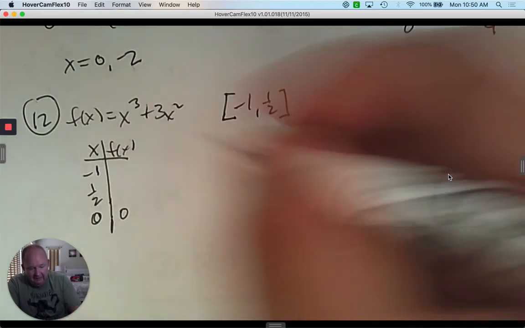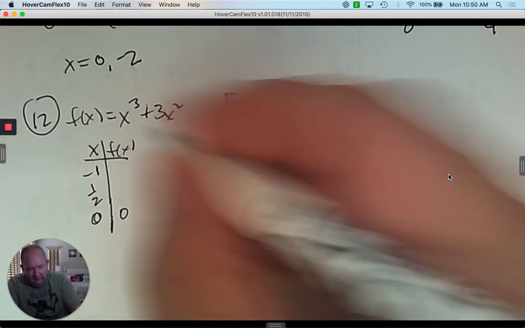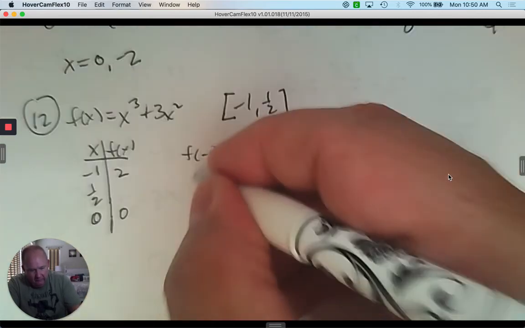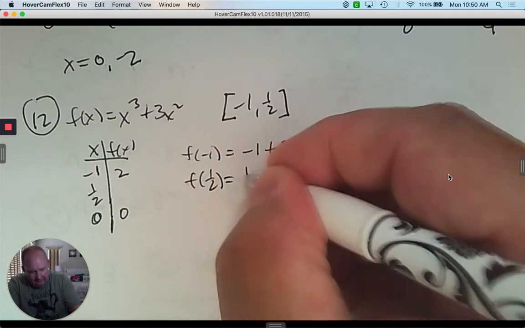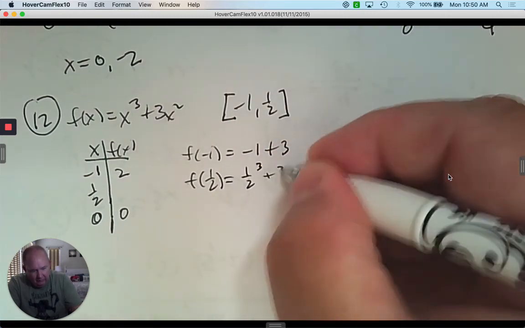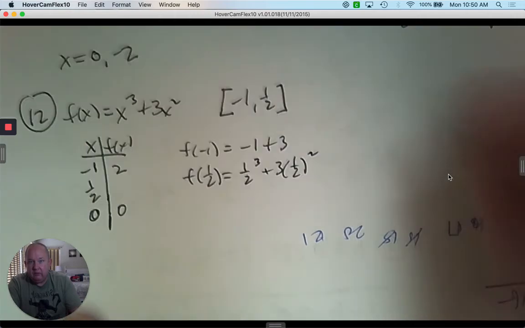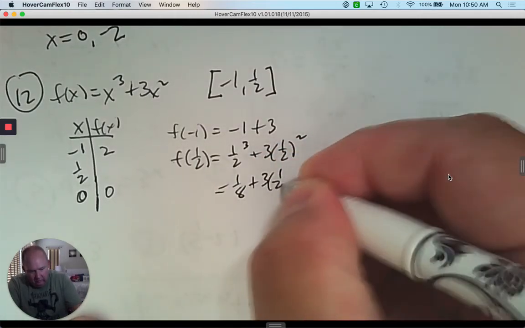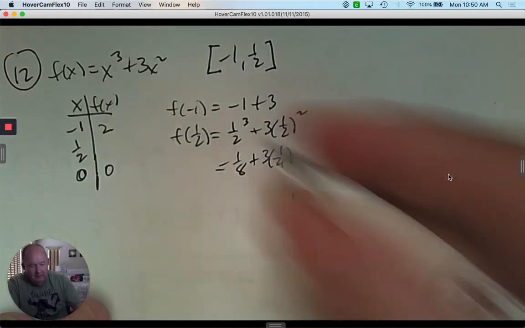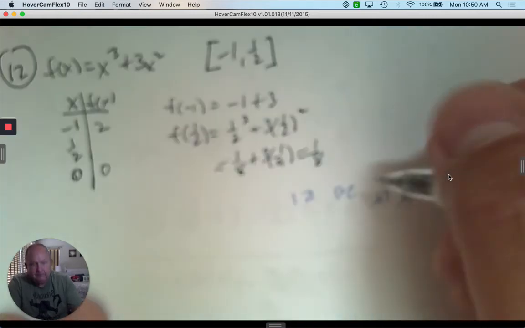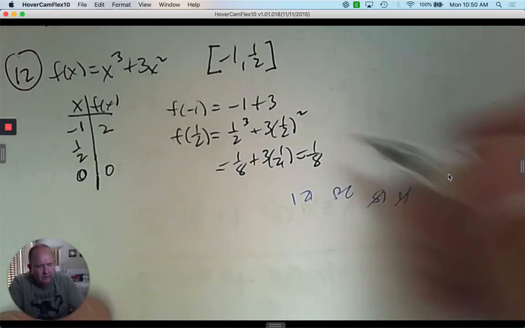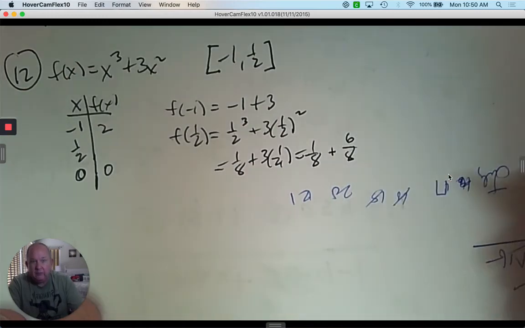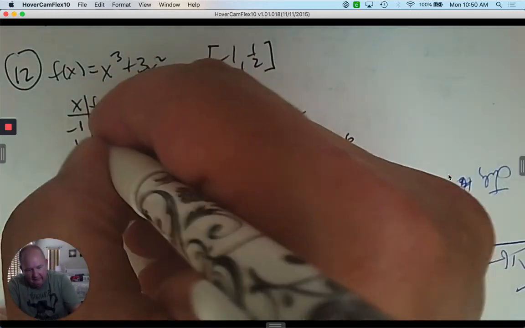I need to plug in -1 and see what answer that is. That's -1. That's +3, so that gives me the answer 2. If I plug in 1/2, 1/2 cubed, 1/2 squared, you can do this. Don't give up on this. This is 1/8. This is 1/4. So to get common denominators, this is 3/4. So I'm going to multiply times 2. So 3/4 is 6/8. So that's 7/8.